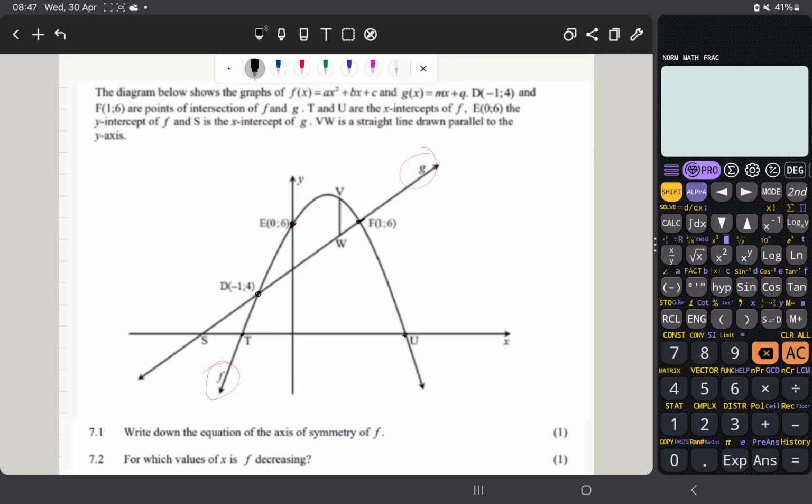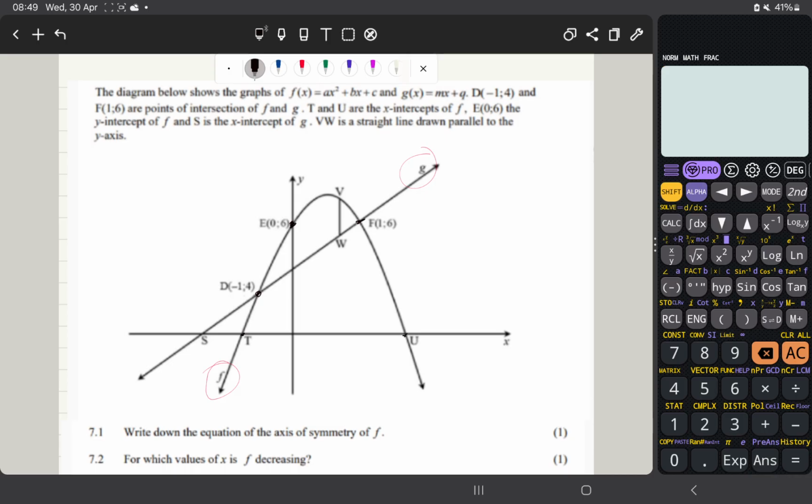But let's think about it. What value, or what equation, do you think is gonna be your axis of symmetry for f? The interesting thing about this question is that you don't have the turning point. If you had a turning point, it would be worth even more than 1 mark. So think about it. I'll also pause and keep talking. All right, cool.